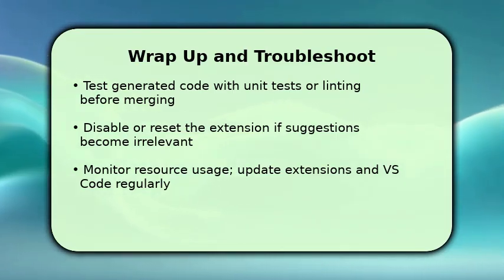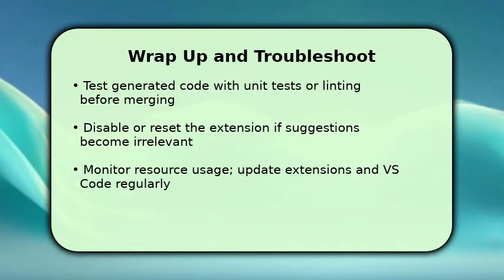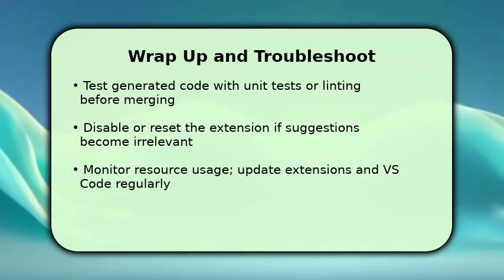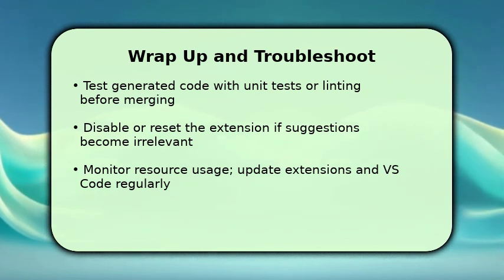Also monitor CPU and memory. Heavy inference can slow VS Code, so update extensions and the editor regularly. One key tip: if completions are consistently wrong, reduce context or provide a minimal reproducible prompt for better results.